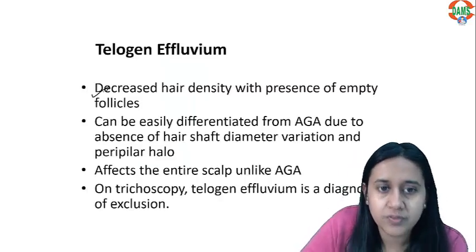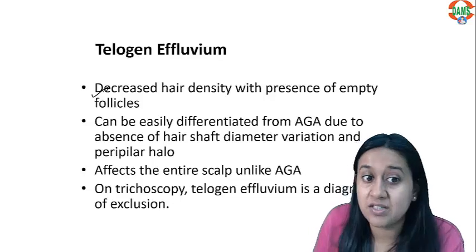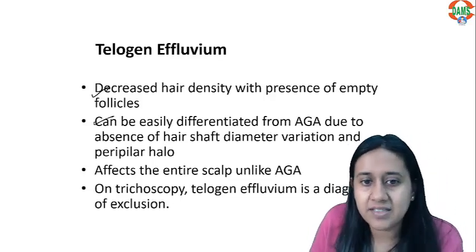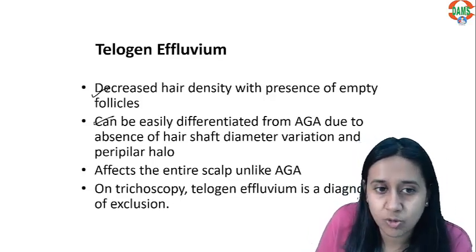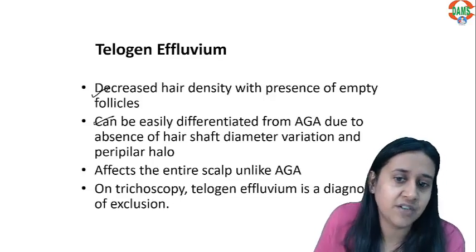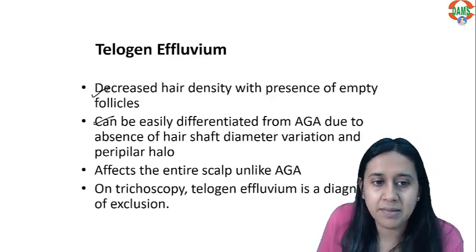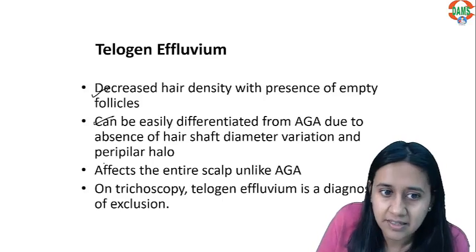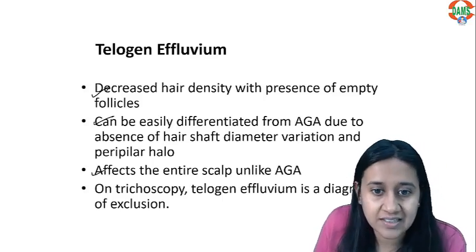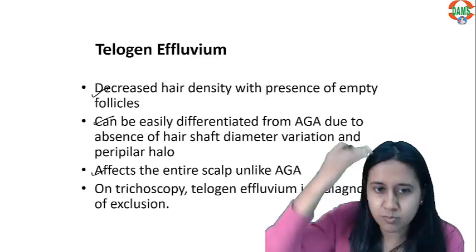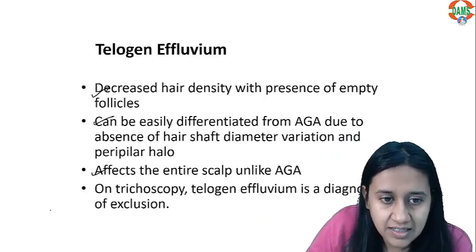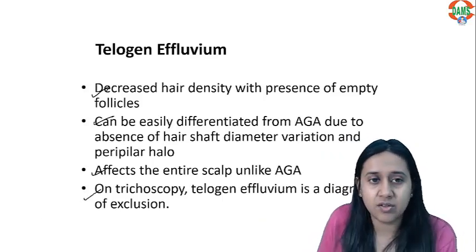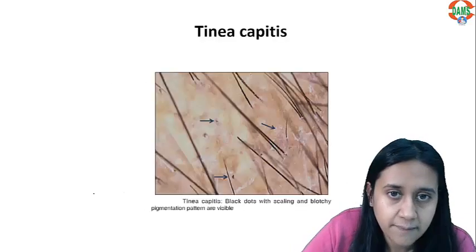In telogen effluvium, the hair density decreases with presence of empty follicles. It can be easily differentiated from androgenetic alopecia because of absence of hair shaft diameter variation and peripilar halo. We have already discussed that. It affects the entire scalp, unlike androgenetic alopecia which is more patterned. And the classical feature, how to diagnose it, is that it is a diagnosis of exclusion.